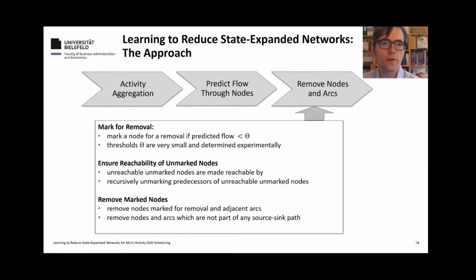The last step, that is removing nodes and arcs based on the predicted flow, works as follows. First of all, we define a threshold. And whenever the predicted flow falls below this threshold, a node is marked for removal. Since it may happen that some unmarked nodes are no longer reachable because all its predecessors are marked for removal, we ensure reachability by recursively unmarking its predecessors. Finally, we remove all marked nodes and their adjacent arcs.